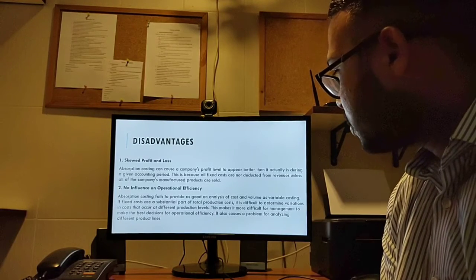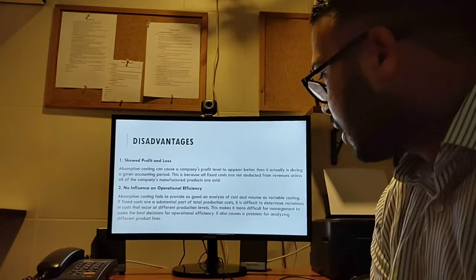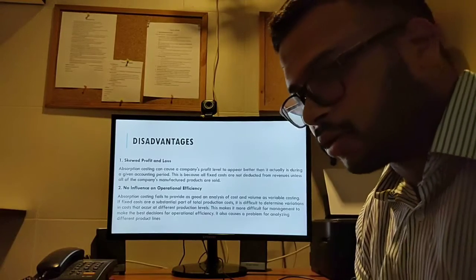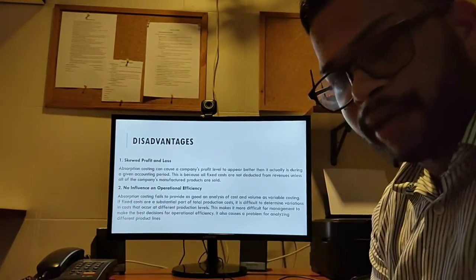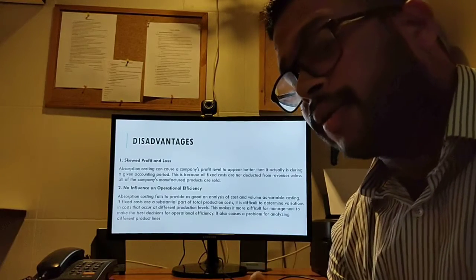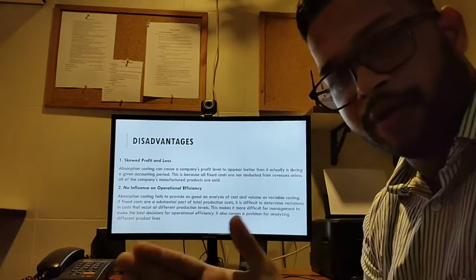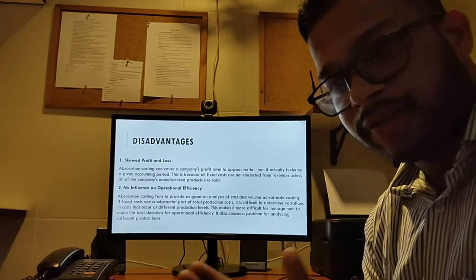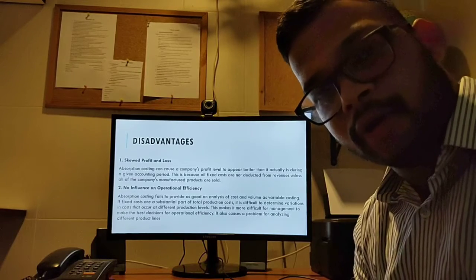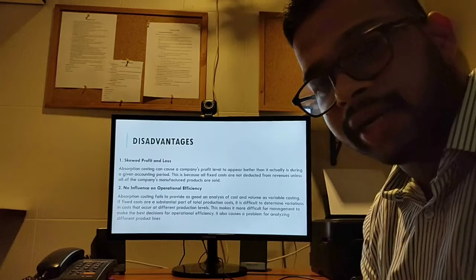Now the next thing is, this makes it more difficult for management to make the best decision for operational efficiency, and it also causes a problem for analyzing different product lines. As I mentioned, in marginal costing, when you have broken it down and separated, you can measure the costing efficiency in your different product lines. But here, when it's together, it's very hard to determine whether product lines are actually doing good because fixed cost is included or not. So you have to break that down to understand it better, which makes it a more tedious task.